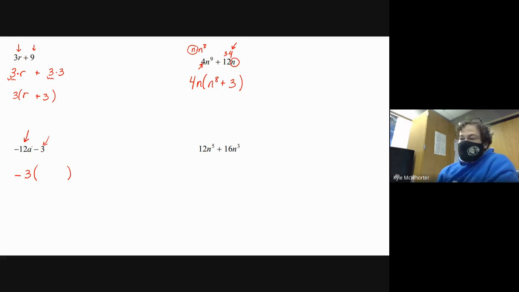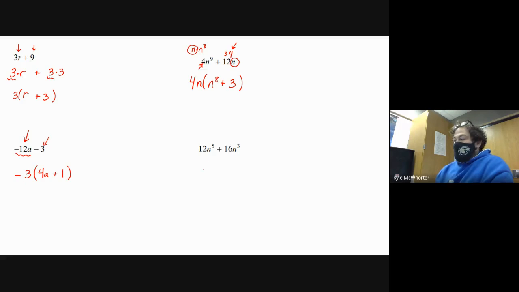And this is something that you've got to watch out for. When you're factoring out the negative, you've got to remember it changes the sign of every term. So if I take a negative 3 out of negative 12a, then I'm going to be left with 4a, because negative 3 times 4a would give me negative 12a. And then negative 3 times 1 would give me negative 3. So this is just 4a plus 1 left over after we factor out the negative 3.